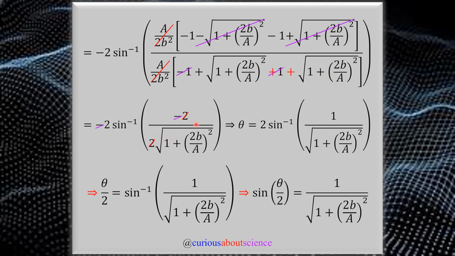So inside the arc sine, we have 2 and 2 cancel, and because arc sine is an odd function, we know that the negative inside and outside can go through and they'll cancel one another as well. So we successfully get theta equals 2 sine inverse of 1 over this square root.